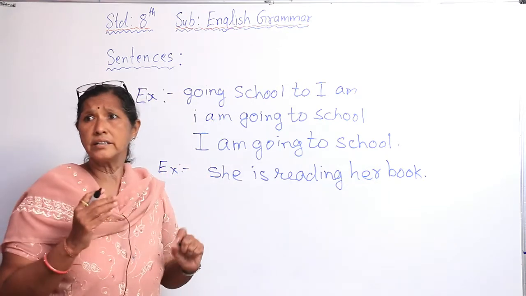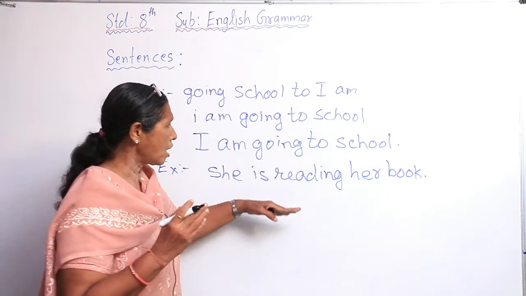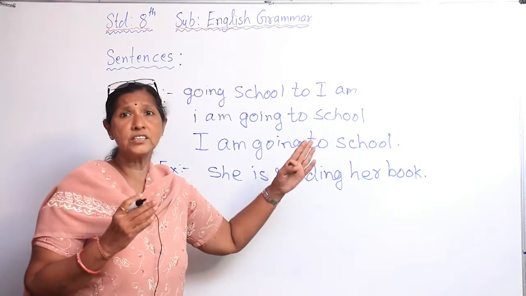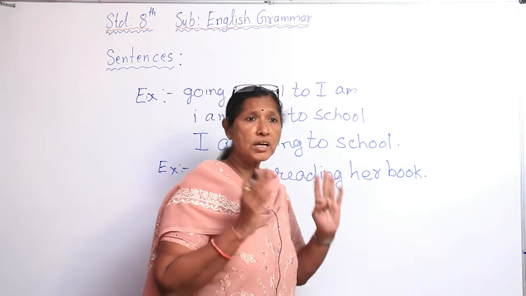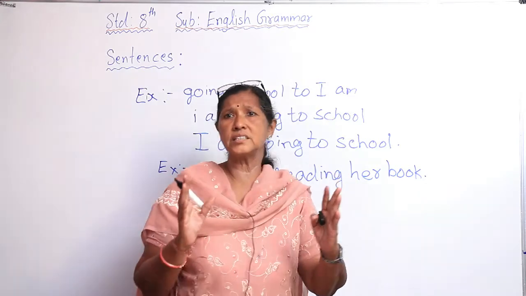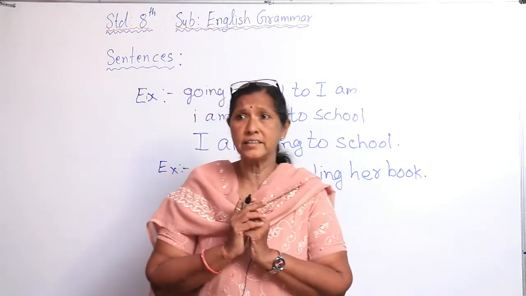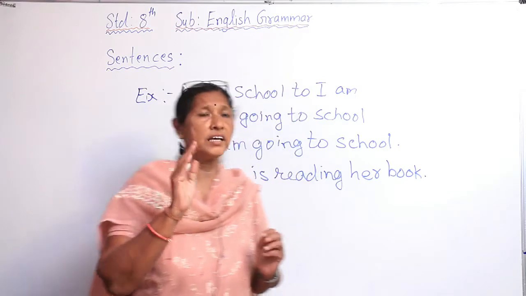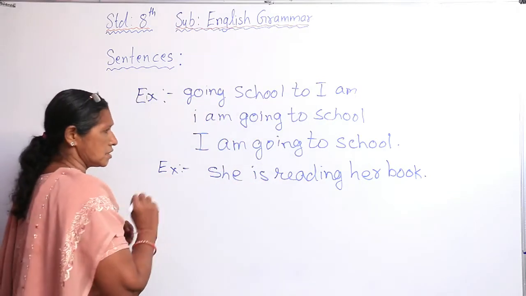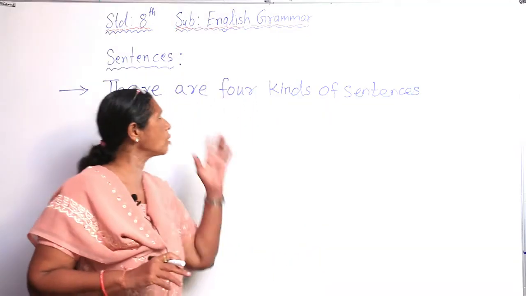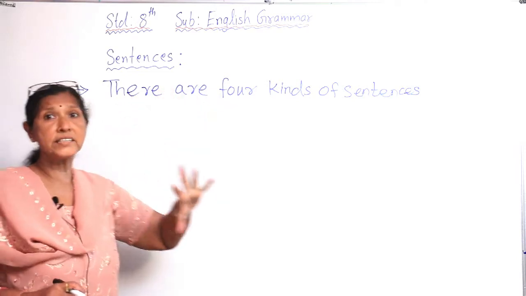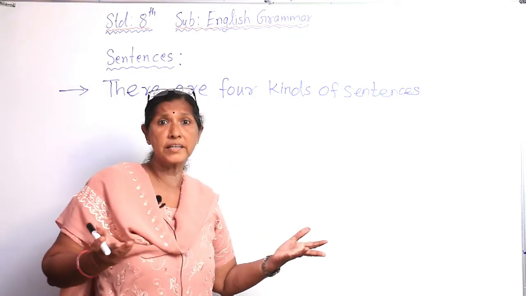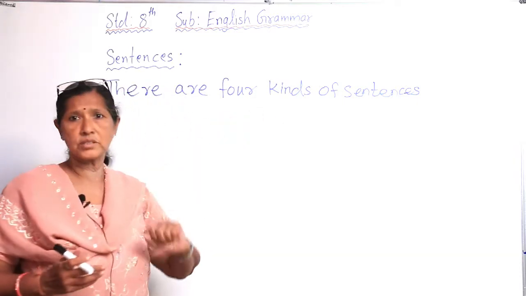Now I'll tell you about the kinds of these sentences. Do you know the kinds of sentences? आपको मालूम है कितने kinds हैं? 4 kinds हैं. There are 4 kinds of sentences. My next topic is about sentences. How many kinds are there? कितने प्रकार के हैं? There are 4 kinds of sentences.